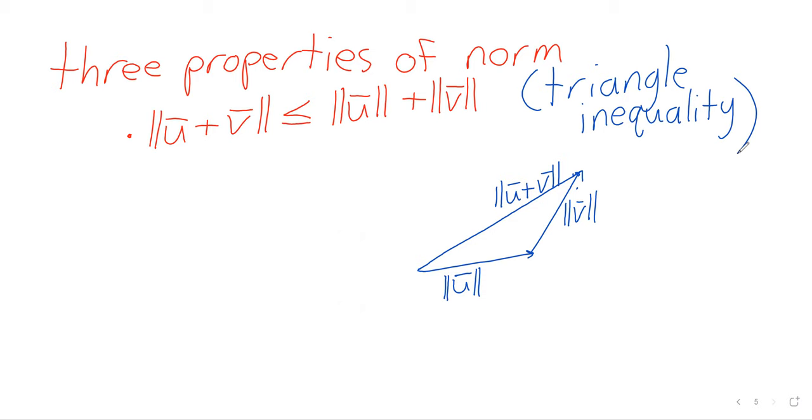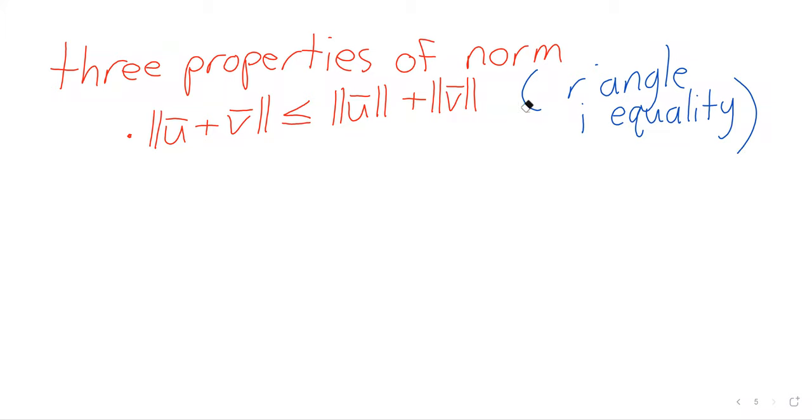You probably learn this in high school, or at least you do in American high schools, that the length of one side of a triangle cannot be more than the sum of the other sides. This is that statement in a linear algebra context. The other statements probably require less comment.